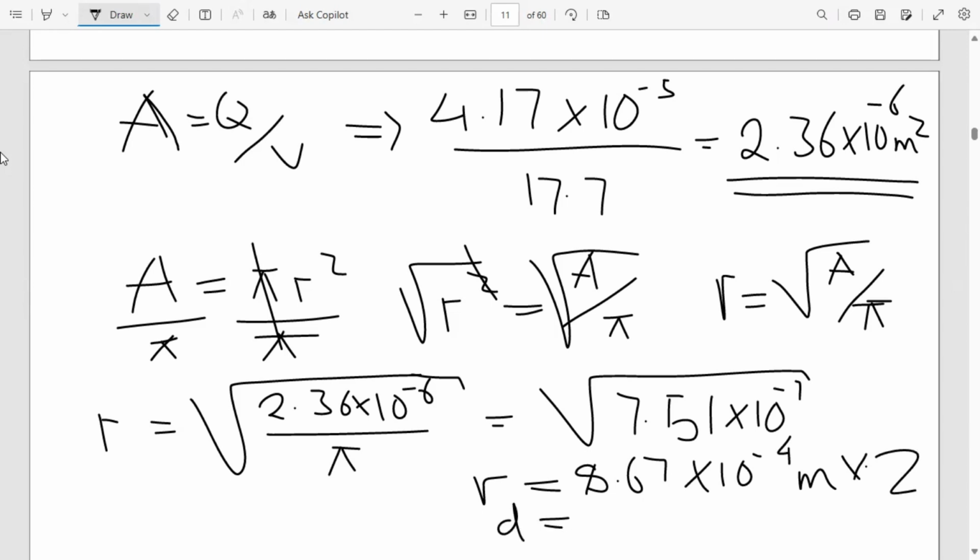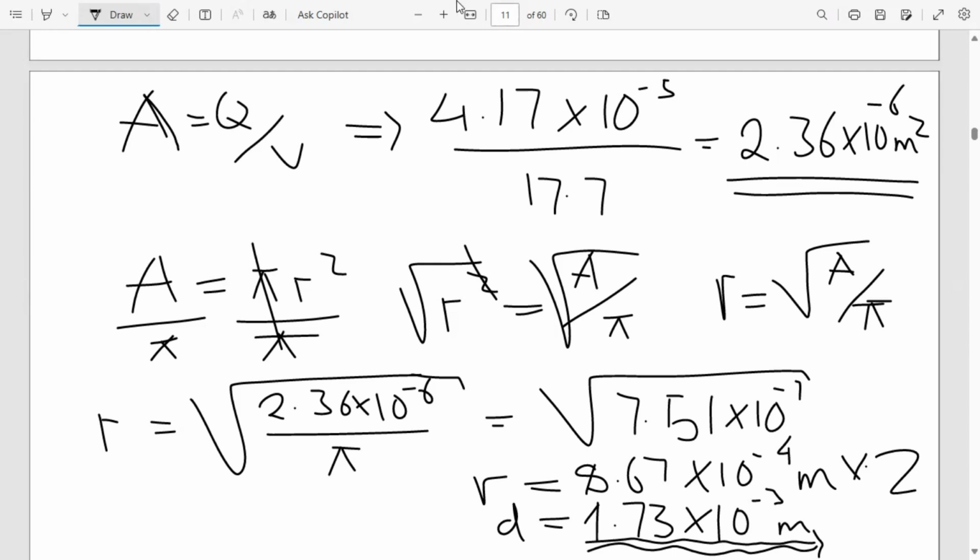Hence, diameter will be equal to 1.73 times 10 to the power minus 3 meters. So that is the final answer on question 10.